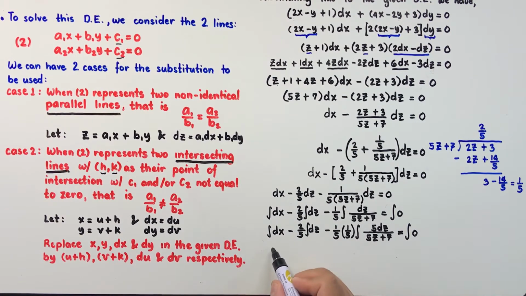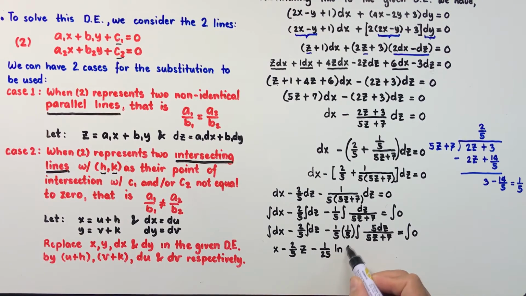So we have the integral of dx, which is x, and the integral of dz, which is z, minus 1 over 25 times the integral of this, which is the natural log of the denominator 5z plus 7. And this is equal to the constant of integration c.